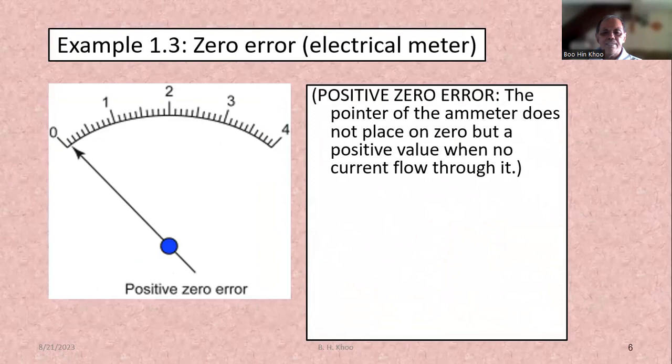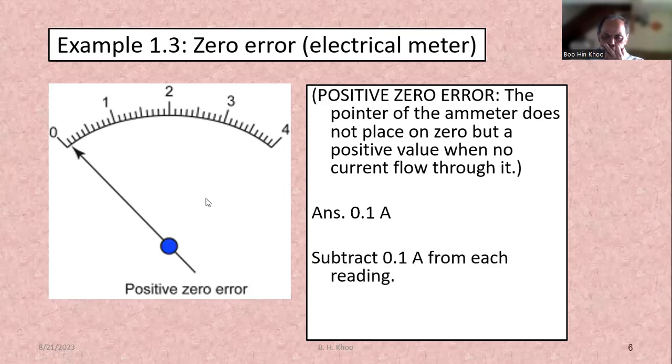If we use this ammeter, this one is a positive zero error. The pointer does not sit on zero, but at a positive value where no current flows through it. So we have to estimate 0.1. It means it will always give us a greater value when we use this instrument. So we have to subtract 0.1 from each reading.